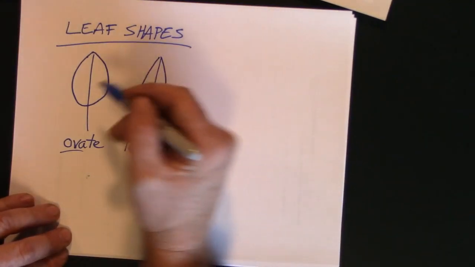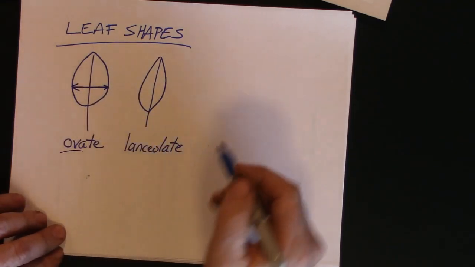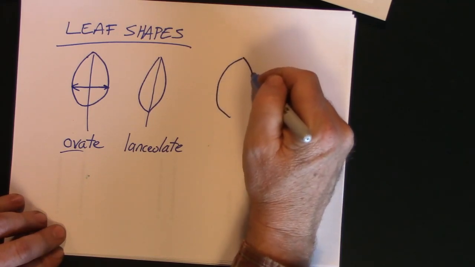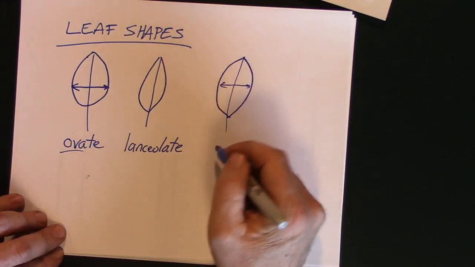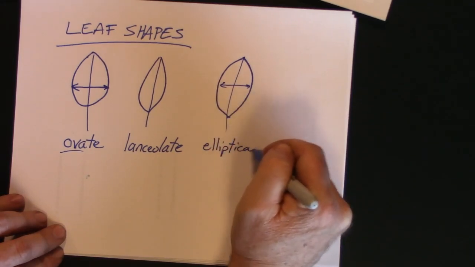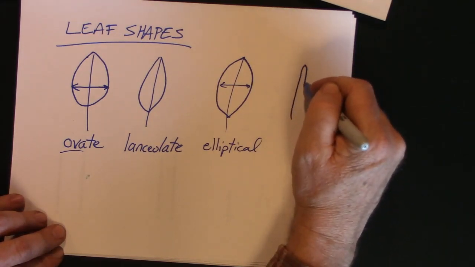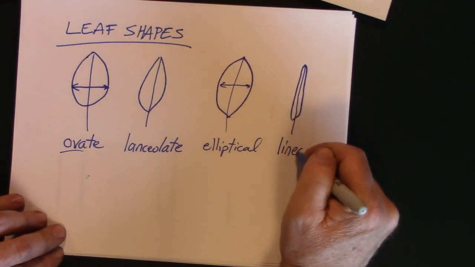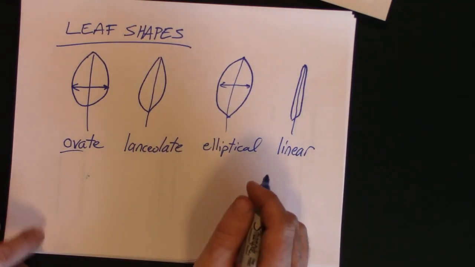Another one, notice that the ovate one is widest down here. If it is pretty much football shaped and widest right in the middle, then that one would be elliptical. And if it's a nice line, or I guess you call it needle-like, but some of them are kind of wider than a needle, and that one would be linear. And there are quite a few other ones. You got round leaves and such.